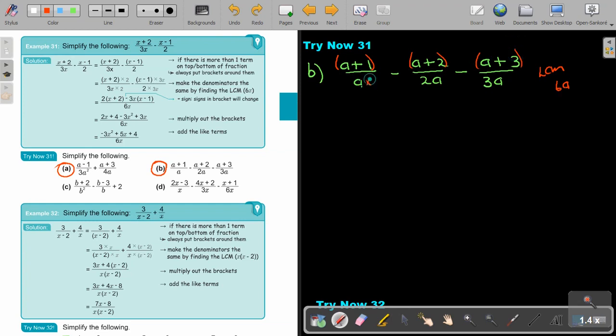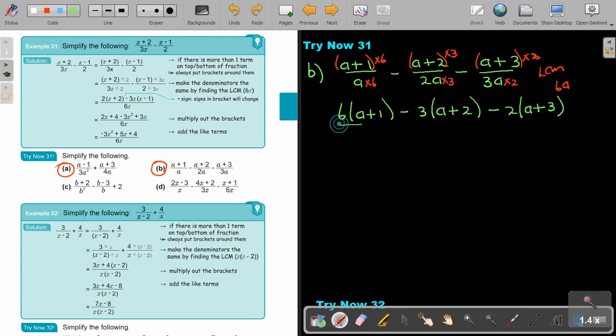Then I take this and I times 6. And I times 6. I take this, divide, and I times 3. And I times 3. And I take this and I times 2. Okay. And then it's going to give me 6 bracket a plus 1 minus 3 bracket a plus 2 minus 2 bracket a plus 3. And then I draw the line there, and then I'm going to have here 6a.